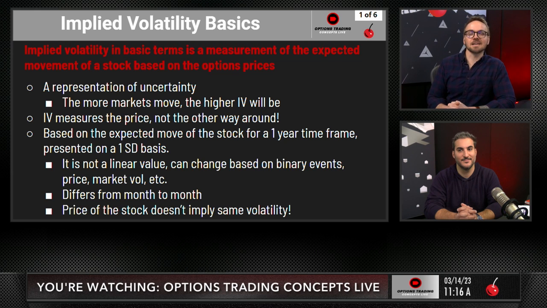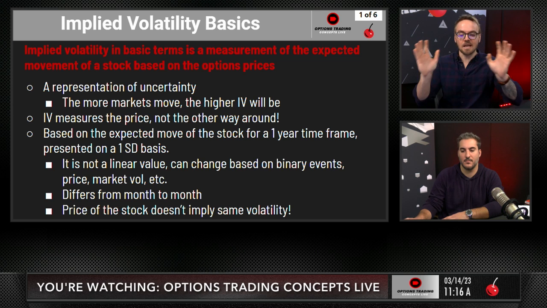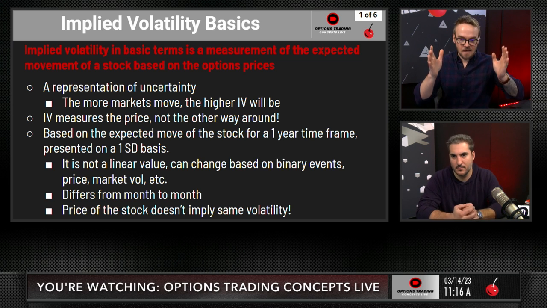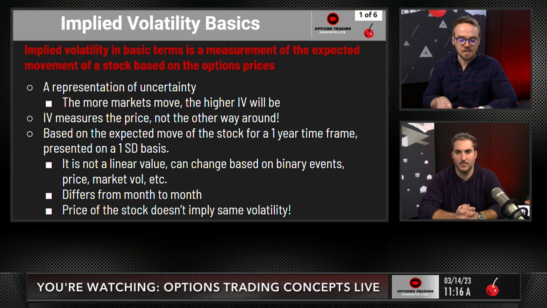Implied volatility basics. With implied volatility, from a textbook definition, we're talking about the expected move of a stock given a one year period. And implied volatility is always presented on a one standard deviation basis. So if you're just looking at nothing other than the actual implied volatility of a product, that's how it will be presented.